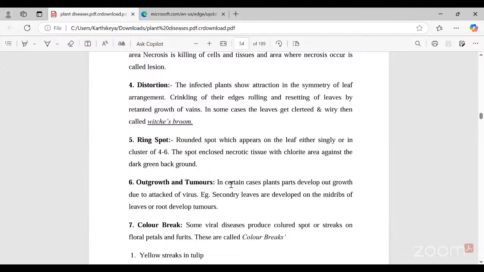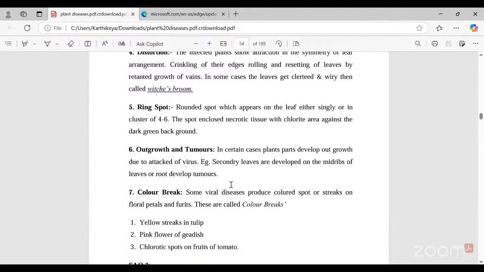Next one is the outgrowth and tumor. In certain cases, the plant develops outgrowths due to attack by the virus. Secondary leaves are developed on the midribs of the leaves, and roots develop tumors.